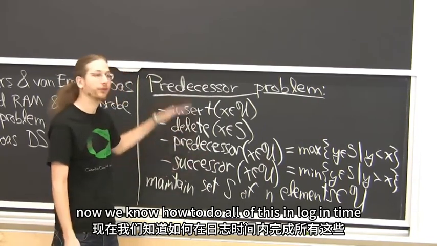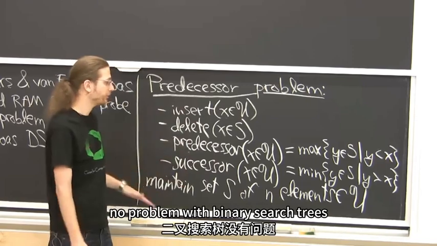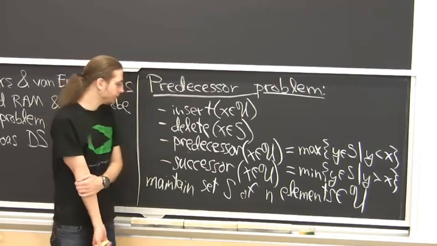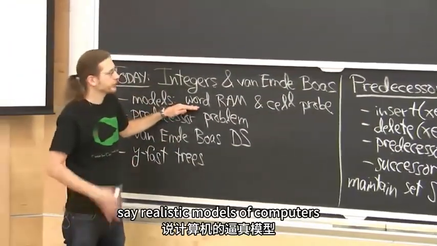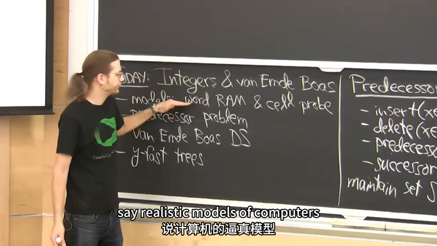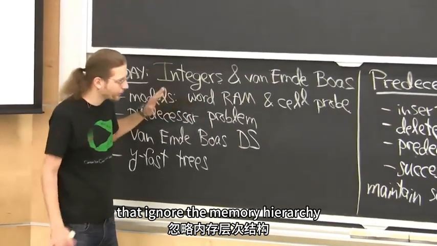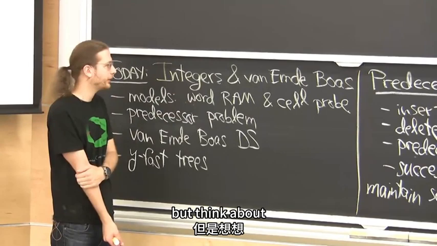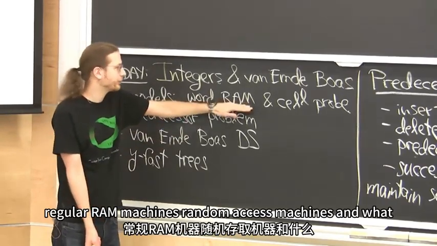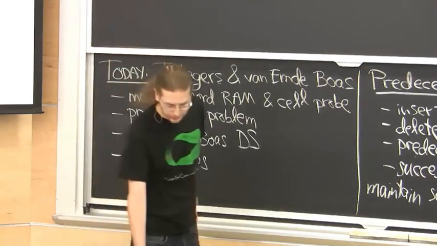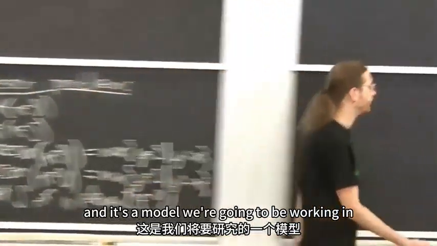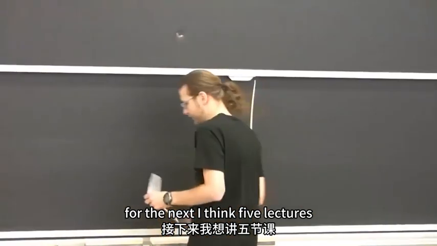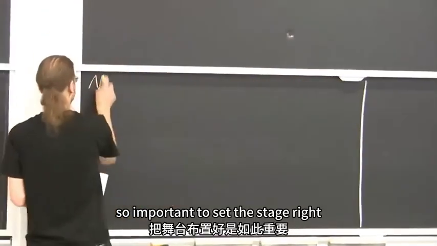Now we know how to do all of this in log n time, no problem with binary search trees in the comparison model, but I want to introduce two more, say, realistic models of computers that ignore the memory hierarchy, but think about regular RAM machines, random access machines, and what they can really do. And it's a model we're going to be working in for the next, I think, 5 lectures. So important to set the stage right.